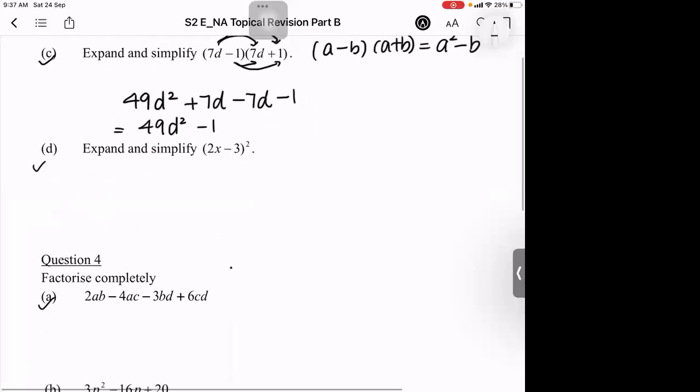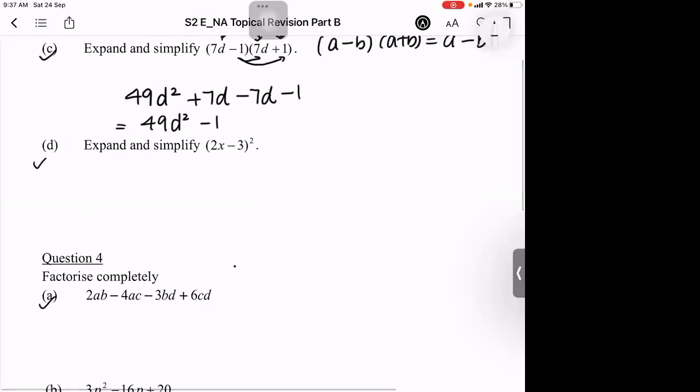That is very sad. Next one, expand this. Now, when you see this one is power 2, what does it mean?